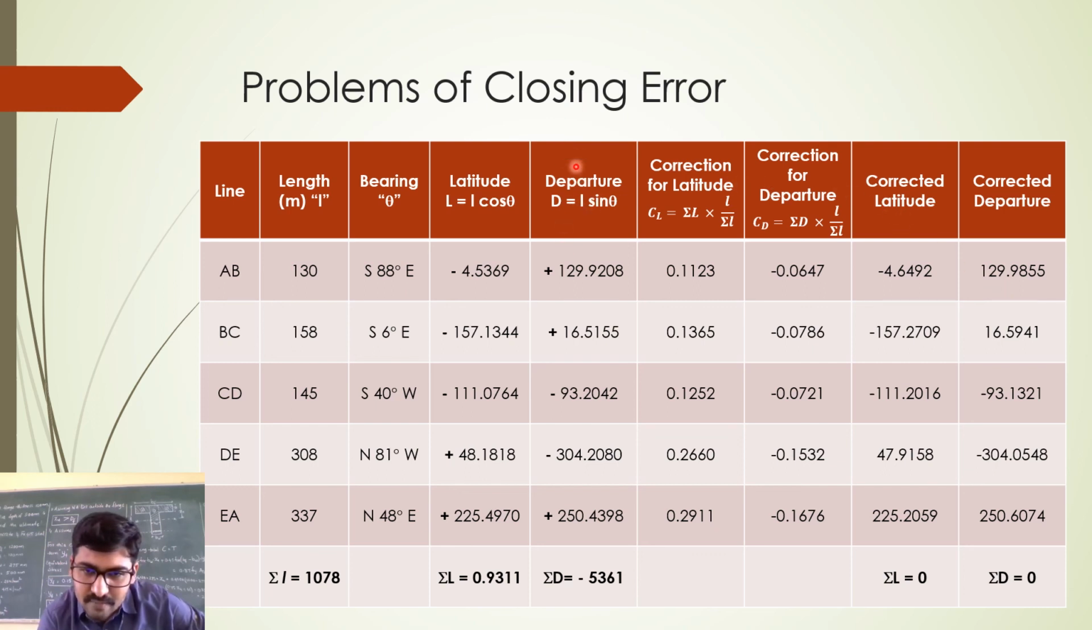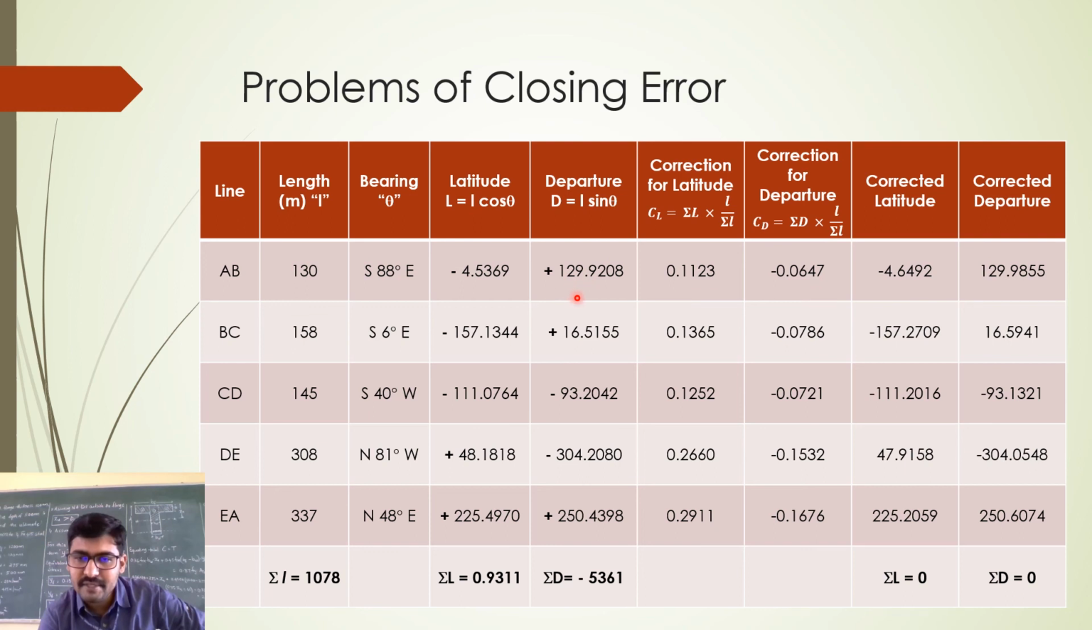This column plus this column will give you this column, right? So it is 129.9208 plus minus 0.0647. You need to consider whatever the sign is here, whether it is plus or minus, because you are going to add these values. So plus of minus will automatically become minus.